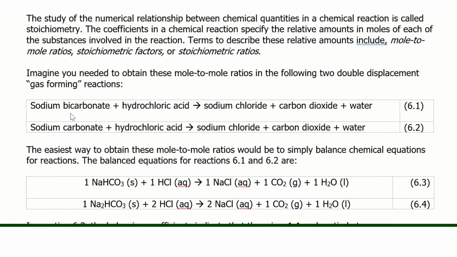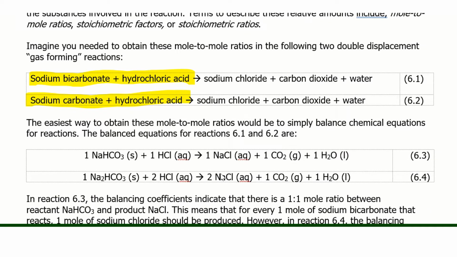So here, for example, we have two chemical reactions. Both of them include sodium bicarbonate and hydrochloric acid, but one of them actually involves two HCl formula units in this case, versus the other one only involves one. So you can see there's a different ratio here.